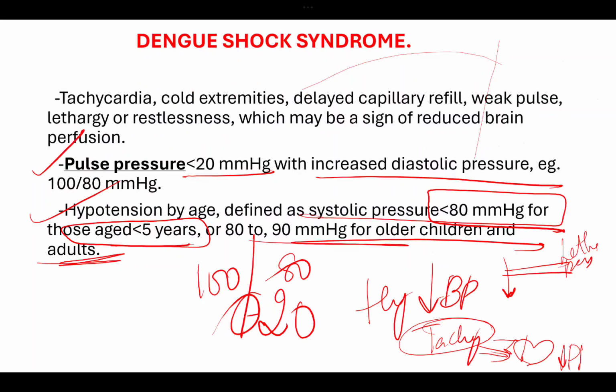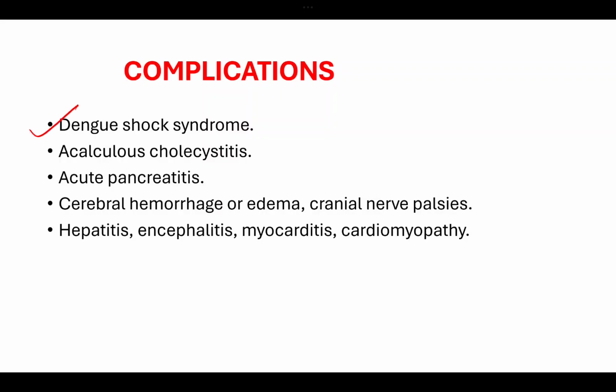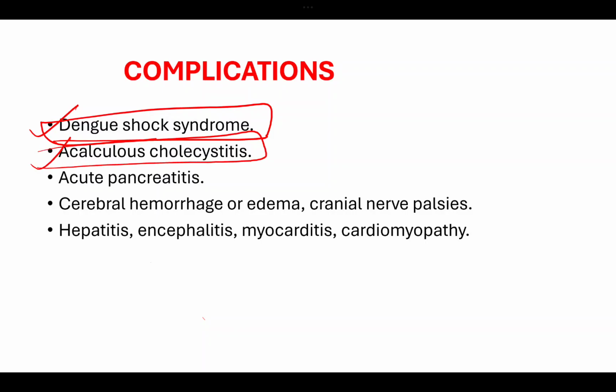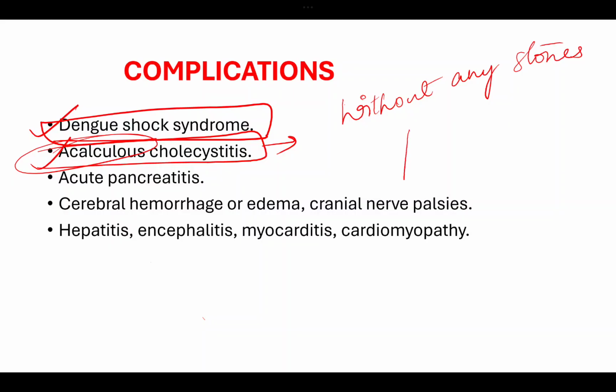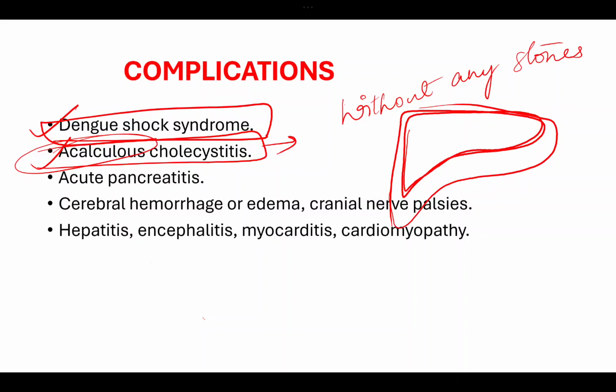Next, we will move further to the complications. The complications will include dengue shock syndrome and acalculous cholecystitis. In cholecystitis there is inflammation of the gallbladder; acalculous means without any calculus formation, without any stones. Why does the inflammation of the gallbladder occur? We know that these viruses will go and affect the gallbladder, causing gallbladder edema. And then there will be acute pancreatitis, inflammation of the pancreas.